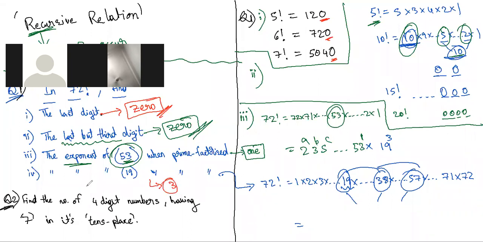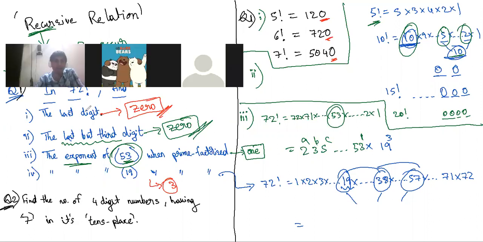Okay. So find the number of 4-digit numbers having 7 in its tens place. Okay, try this question. This is also a good question. Let's see who can do this. Maybe Ashmita can also try, or other students. Let's see who gets this last question of the class today. I hope everyone knows what you mean by tens place. Do you understand tens place?